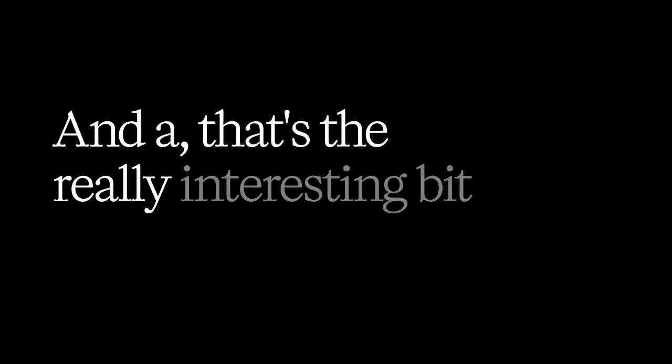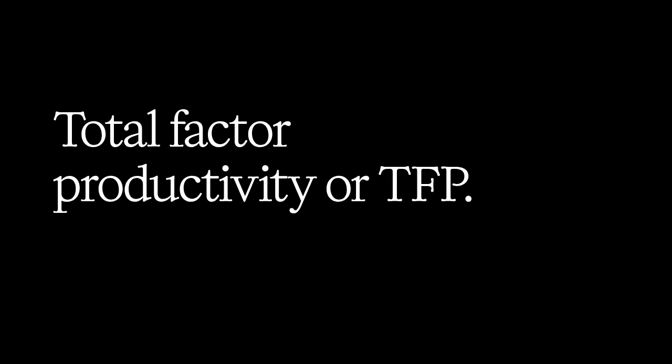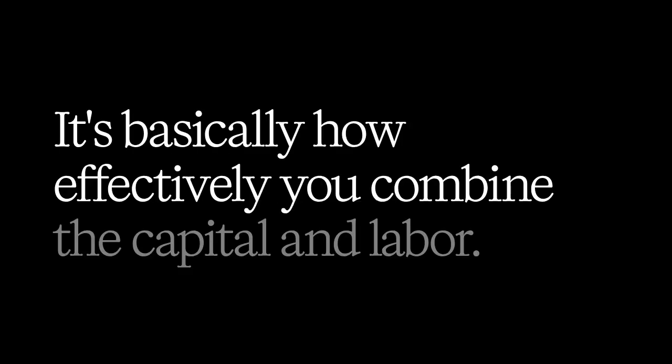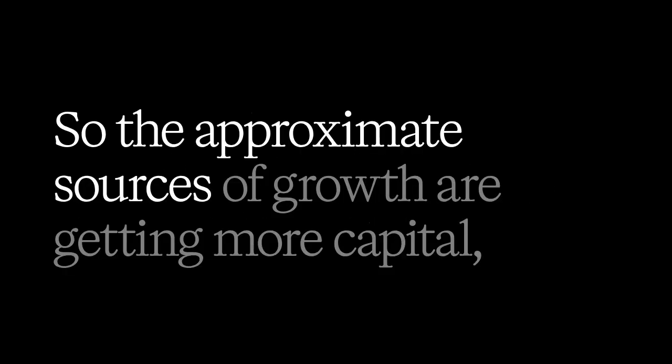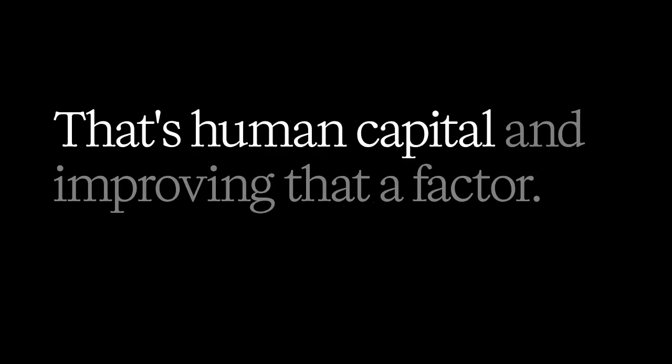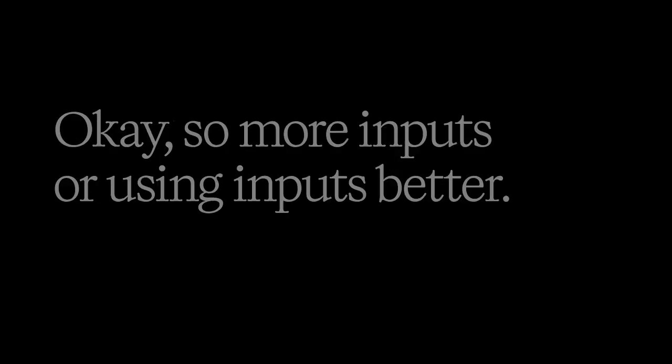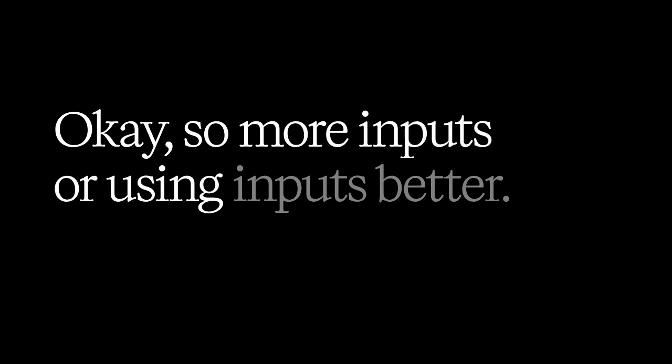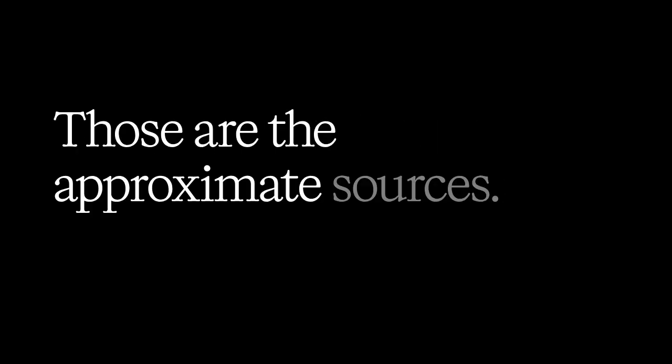And A, that's the really interesting bit. Technology. Efficiency. Exactly. Total factor productivity, or TFP. It's basically how effectively you combine the capital and labor. So the proximate sources of growth are getting more capital, getting more labor and better skilled labor, that's human capital, and improving that A factor, better technology, better organization. Okay, so more inputs or using inputs better. Those are the proximate sources.